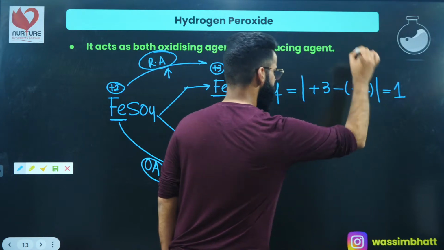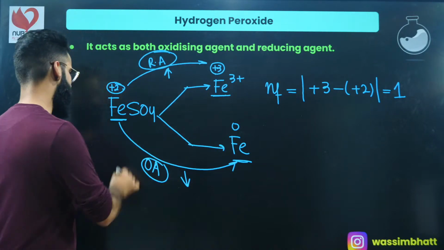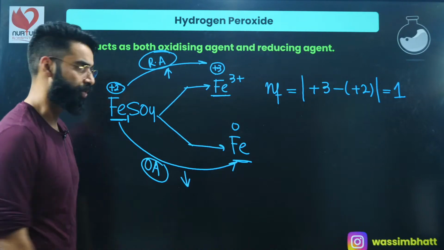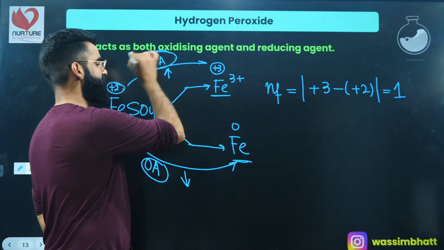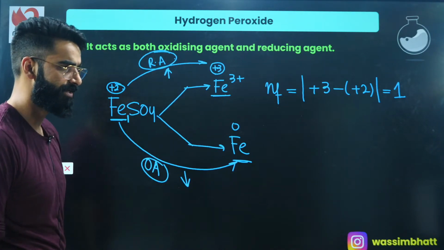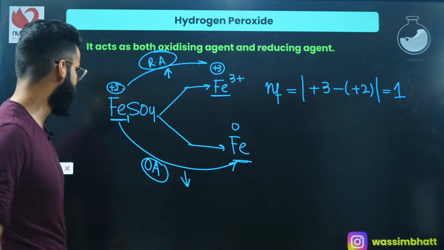Okay, one is the change in the oxidation state of one atom of iron, and over here I've got only one atom of iron. So the N factor of FeSO4 when it acts as a reducing agent is simply going to be 1, right?